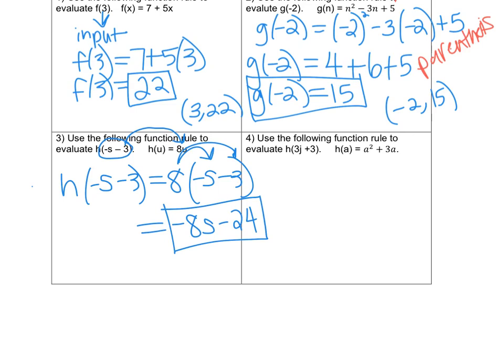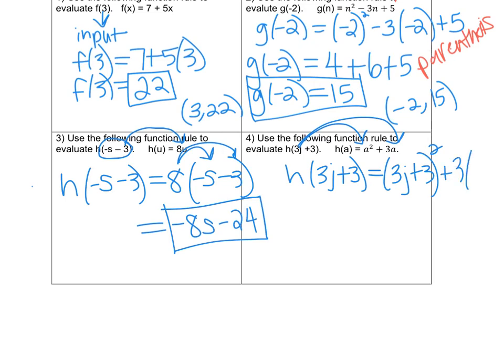All right, last one. So we are inputting 3j plus 3 in place of a. So everywhere you see an a, we're going to be inputting 3j plus 3 into that. Okay, so I need to square that whole expression. So (3j plus 3) squared, and then plus 3 times (3j plus 3).